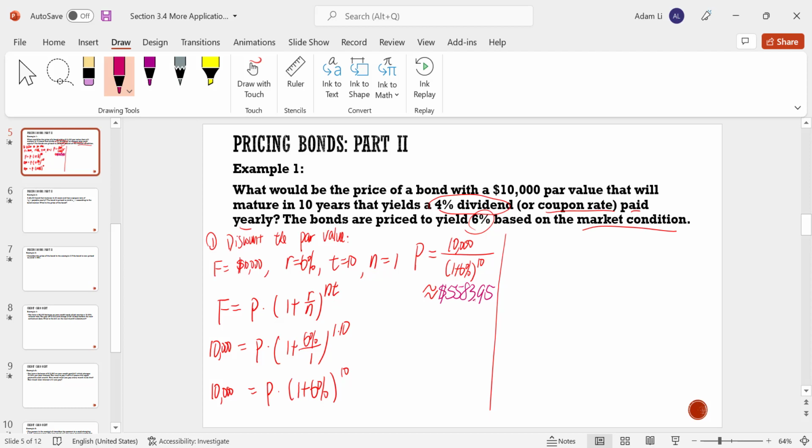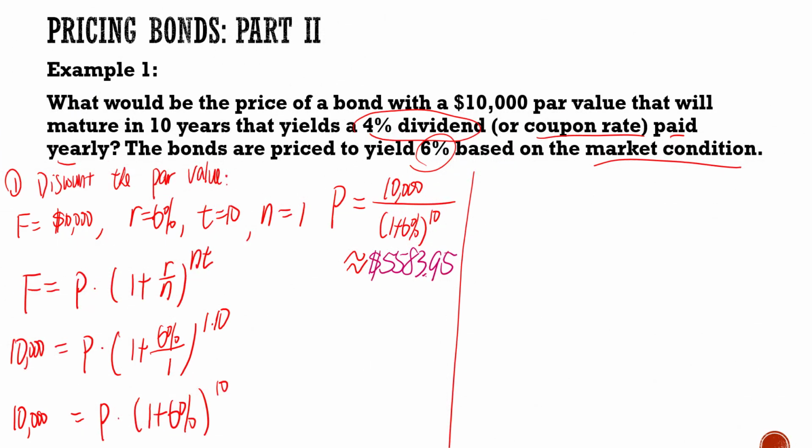$5,583.95. Okay. So this is the first source, and then we also have the second source, which is discounting the dividends. First, we need to find out how much the dividend is. The dividend is 4% based on $10,000, so 0.04 times 10,000. That turned out to be $400. Meaning, as an investor or bondholder, you're receiving a $400 interest payment every year.